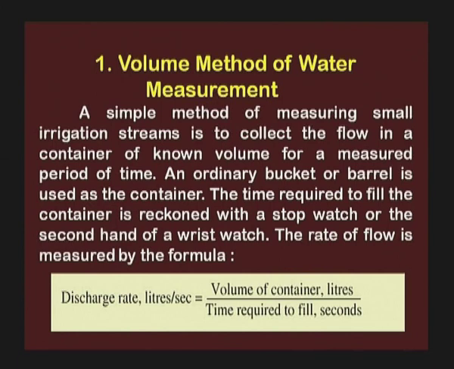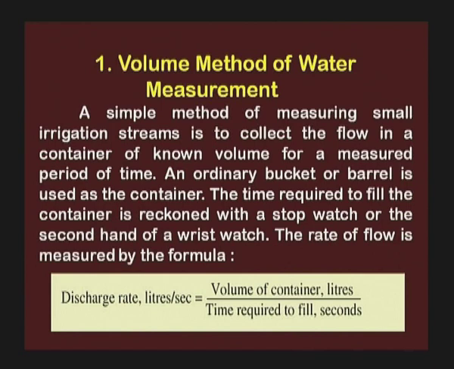Volume method of irrigation water measurement. A simple method of measuring small irrigation streams is to collect the flow in a container of known volume for a measured period of time. An ordinary bucket or barrel is used as the container. The time required to fill the container is measured with a stopwatch or the second hand of a wristwatch.